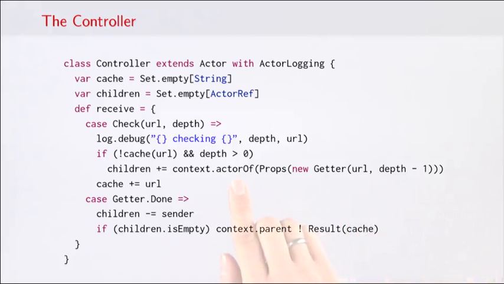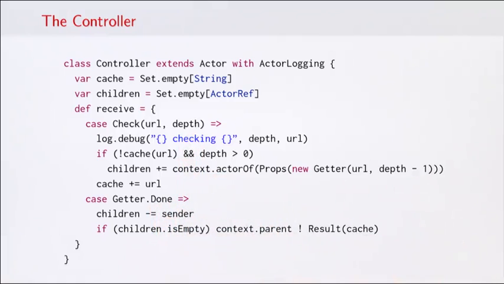This is created using actorOf, which gives back the actor ref, and we need to keep track of all the children we have created. This is kept in the second set named children up here, which is a set of actor refs. Finally, this URL will have been visited, so we add it to the cache. The getter which we have just created will go to the web client, ask it, retrieve the document, get back the links, and will send other check requests at depth minus 1, because that's what we told it to do.